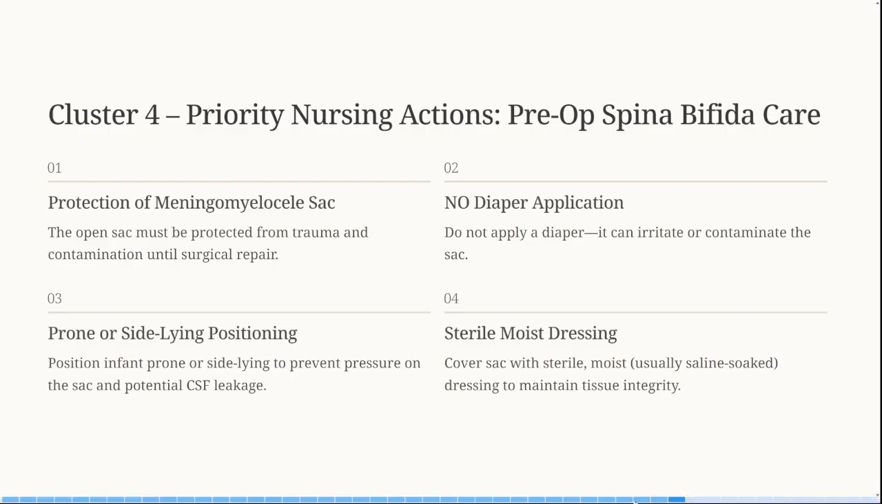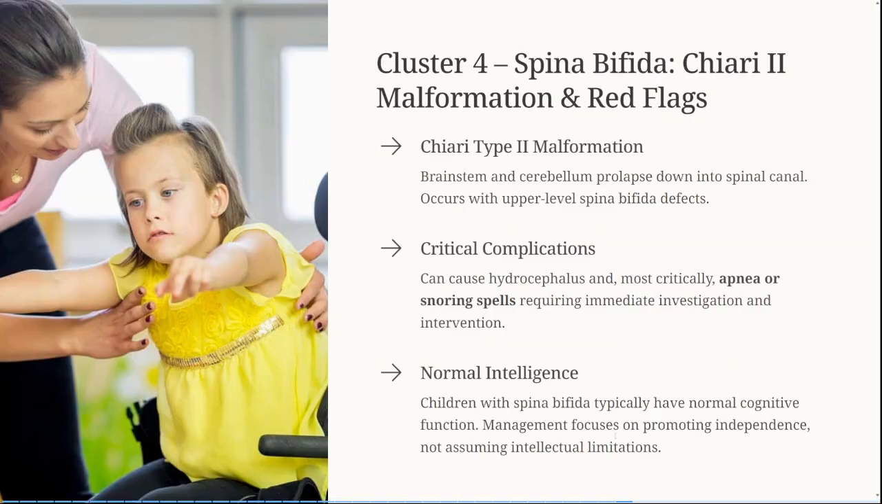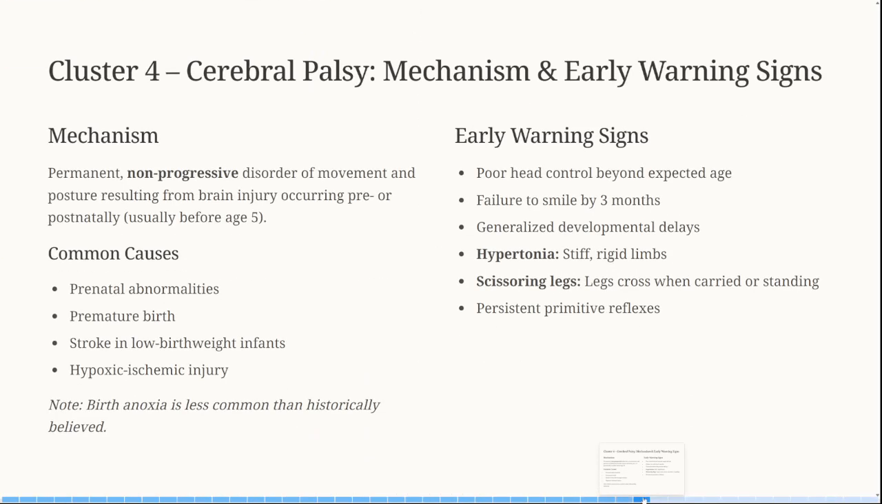This is a permanent, non-progressive disorder of movement and posture. It results from a brain injury that happens pre, peri, or postnatally, usually before age 5. And it used to be blamed on birth anoxia. It was, but we now understand that prenatal abnormalities, premature birth, and stroke in low birth weight infants are actually more common causes. The early warning signs are key for getting early intervention services.